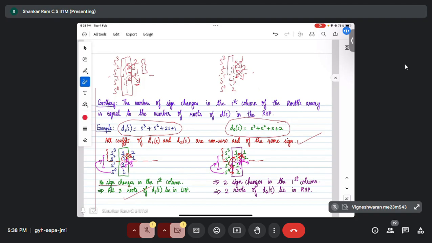Now, if we look at the first column of the Routh array, how many sign changes are there? There are 2 sign changes. How come? Because we start from 1 and then s squared there is plus 1. Then from 1 to minus 1, there is 1 sign change. Then from minus 1 to 2, there is another sign change, right? So we can immediately observe that there are 2 sign changes. So that means 2 roots of D2 of s lie in the right half of the complex plane.